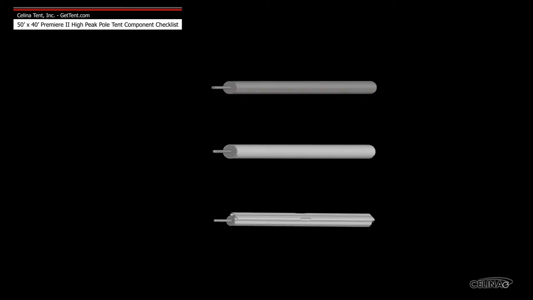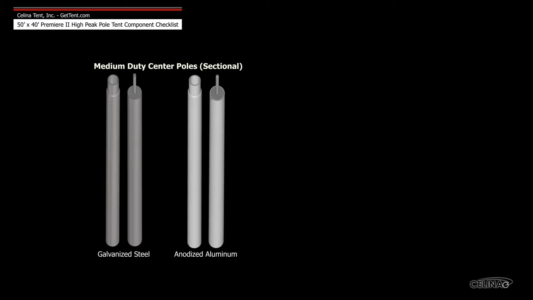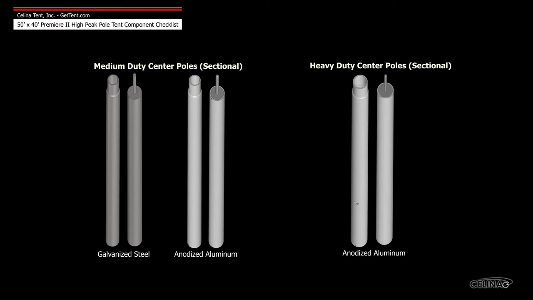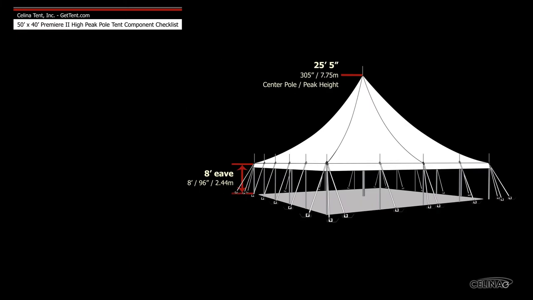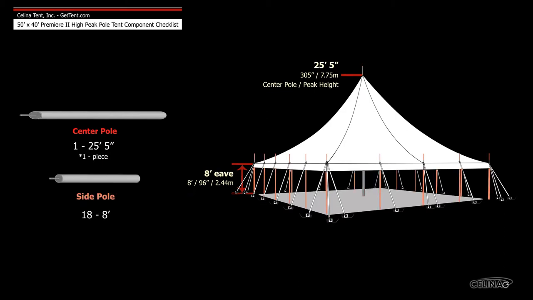Celina side poles are available in three types: galvanized steel, anodized aluminum, and anodized aluminum keter track. Medium-duty center poles are available in galvanized steel and anodized aluminum, and heavy-duty center poles are only available in anodized aluminum. Poles for tents include 1 25-foot, 5-inch Schedule 40 aluminum one-piece center pole, and 18 8-foot side poles.